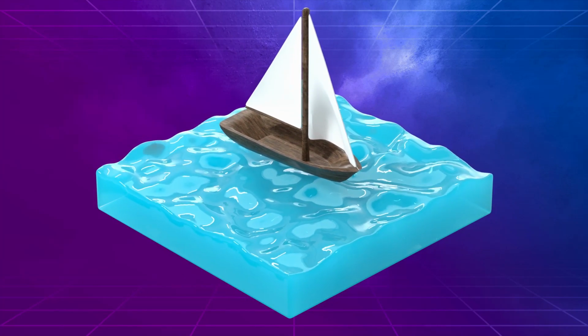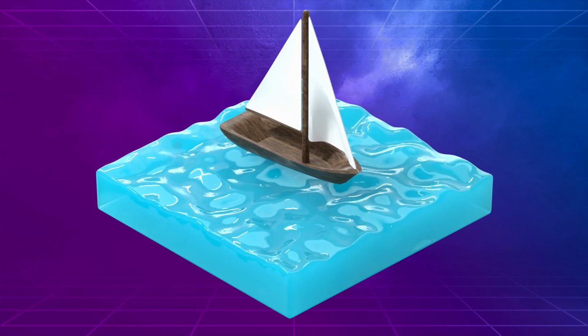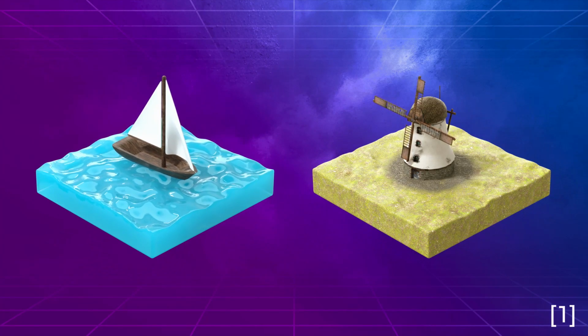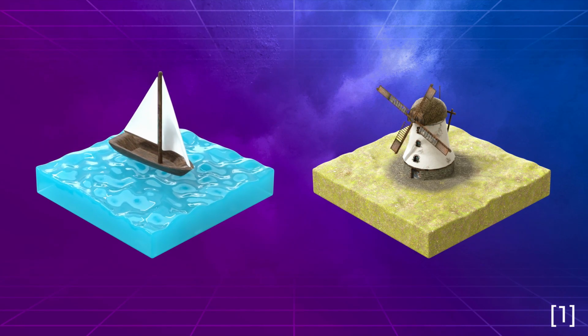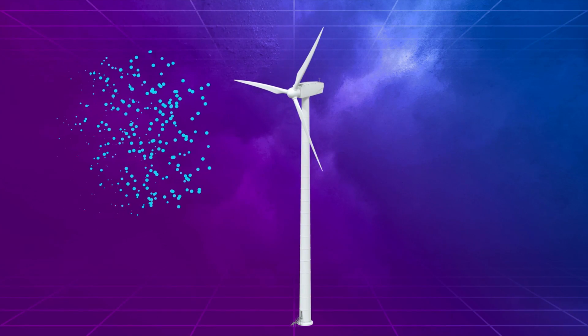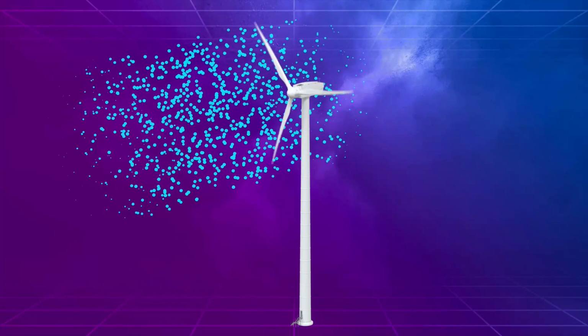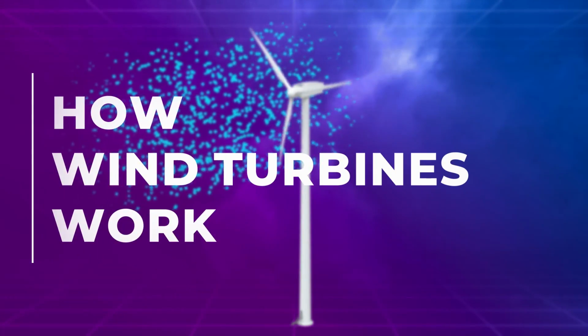The extraction of kinetic energy from wind has been used for centuries to propel sailing boats, pump water, and mill grains in windmills. Let's look at how the energy from wind is harnessed to generate electricity by exploring how wind turbines work.